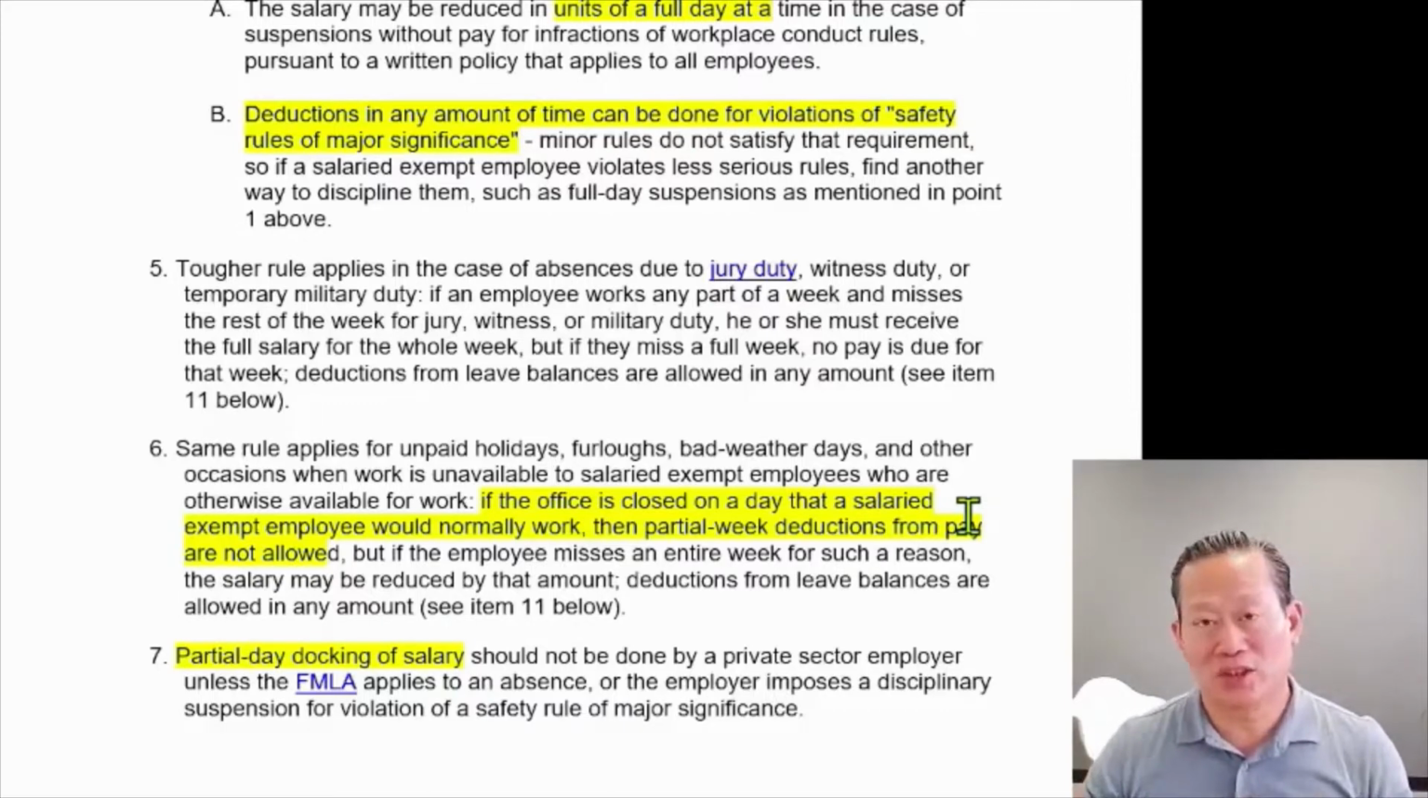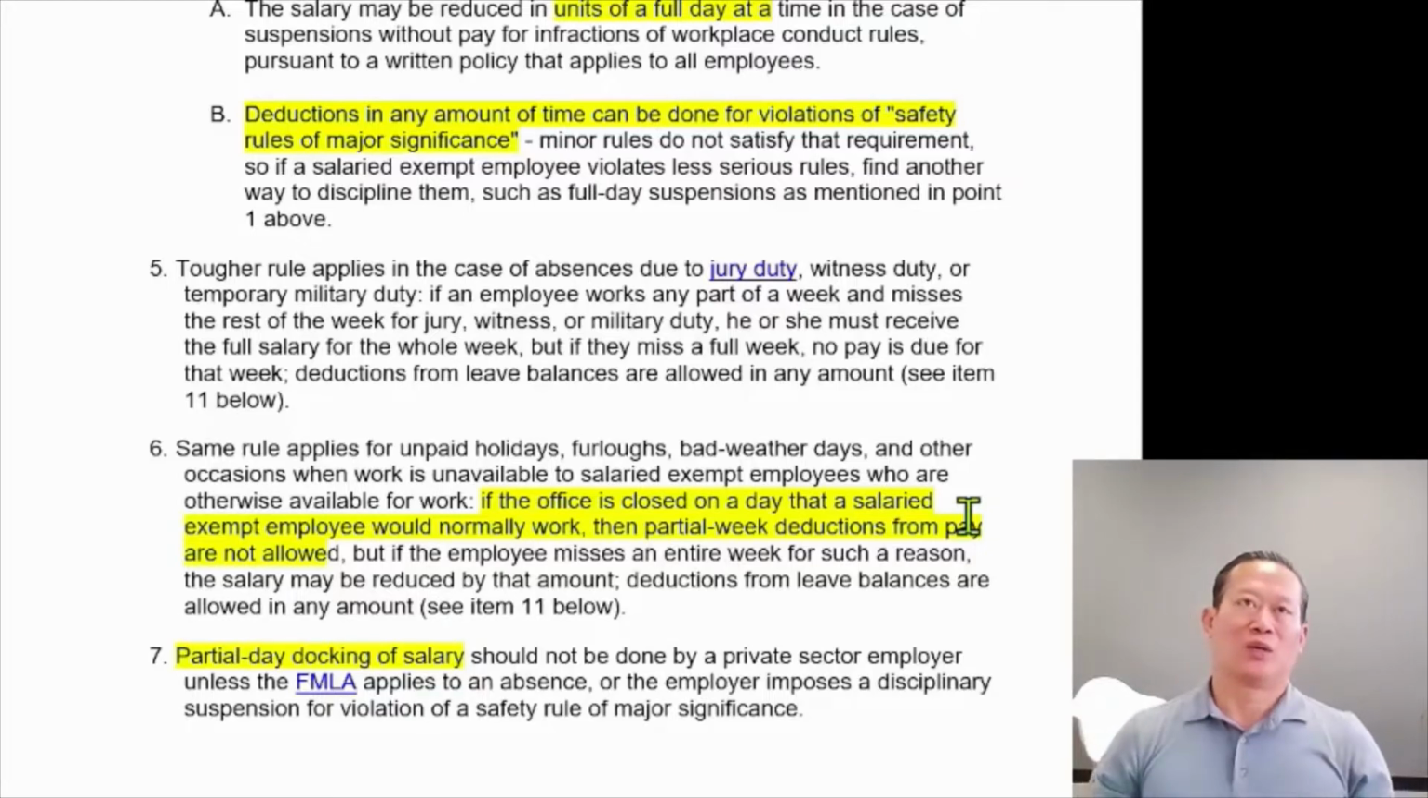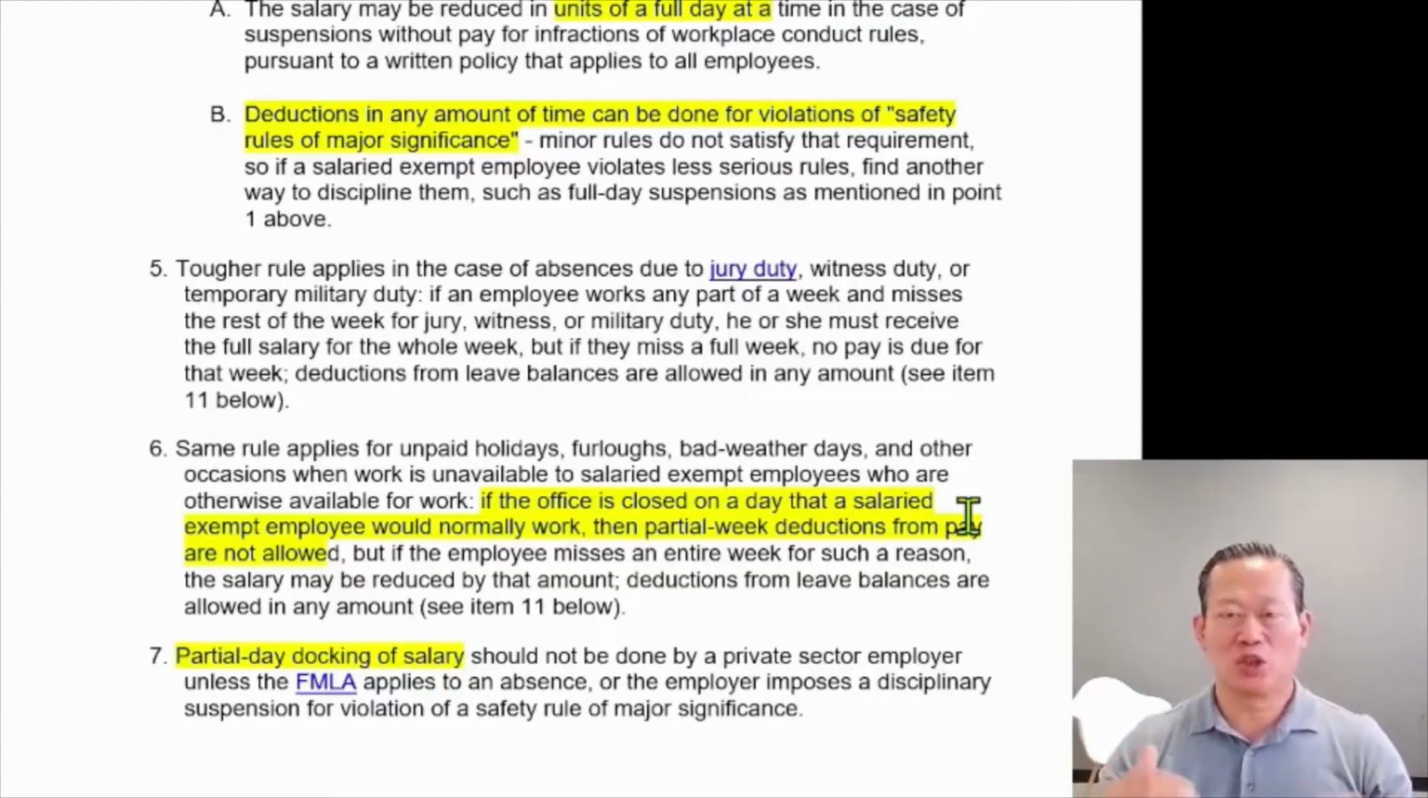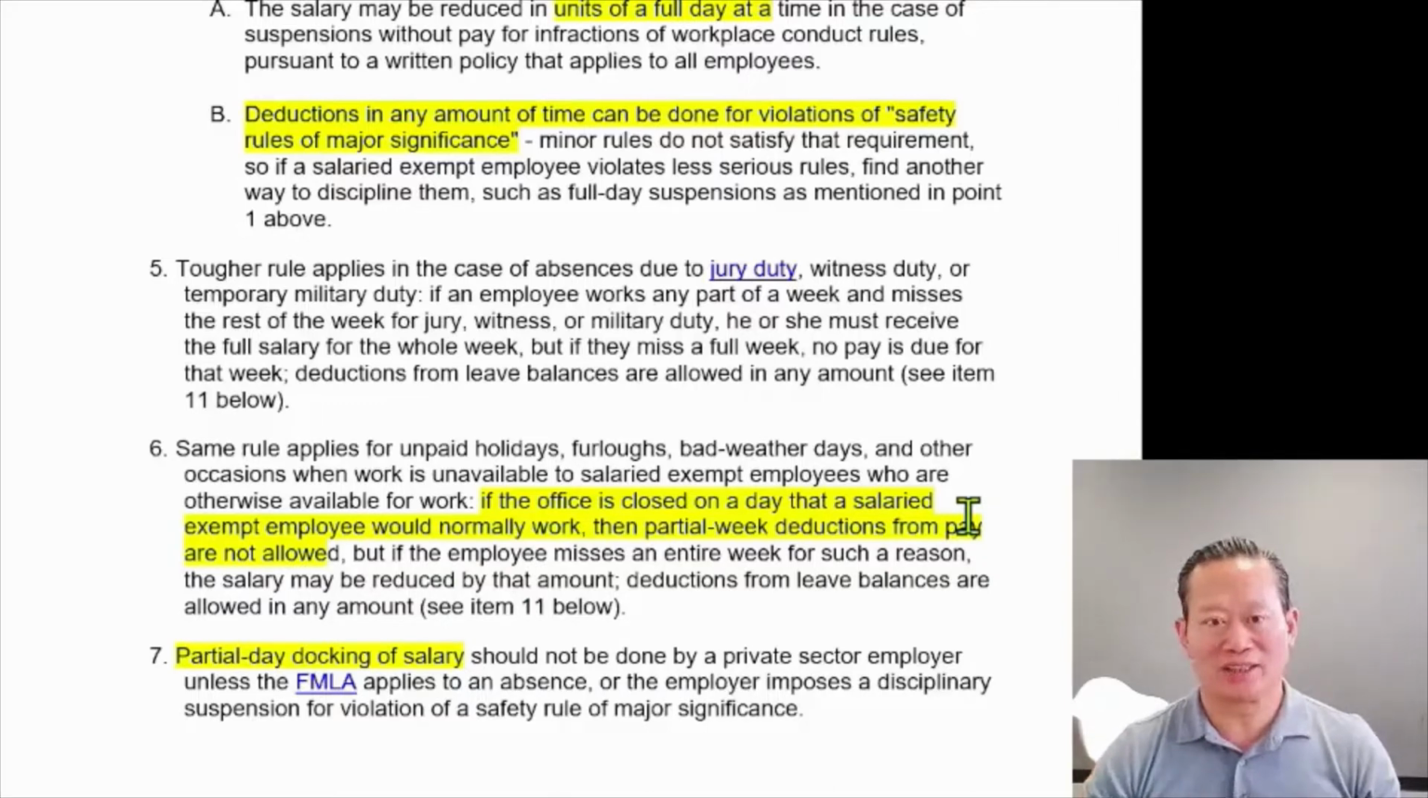If an employee misses work while the office is open because they're going on vacation or for some other reason, then you can make deductions, whole day deductions. And when I say whole day, it means the unit of measurement is the entire day.